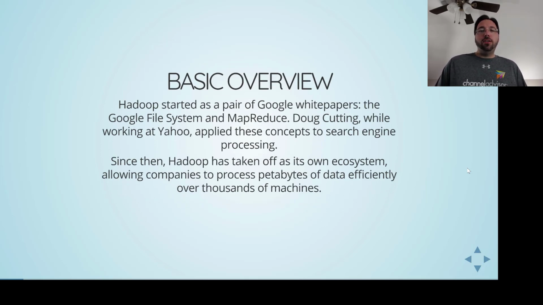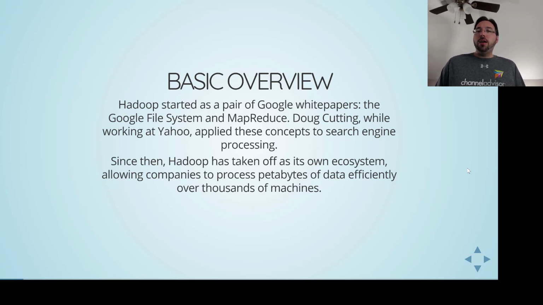Hadoop started early on, pre-Hadoop itself, with a couple of Google research papers. One was on a concept called the Google Distributed File System, which was a file system that could be distributed across a number of machines. And the other was on a programming technique called MapReduce, the combination of a couple of functional programming concepts. So we'll talk in more detail about both of these in just a bit.